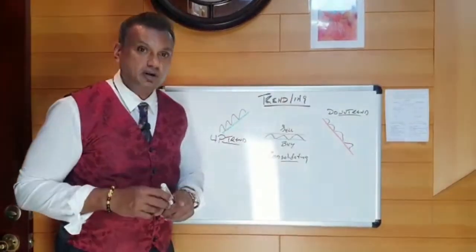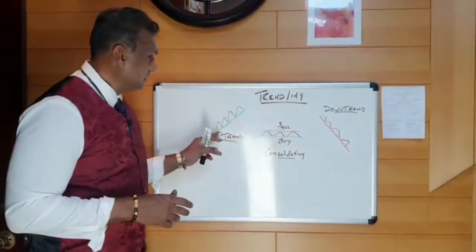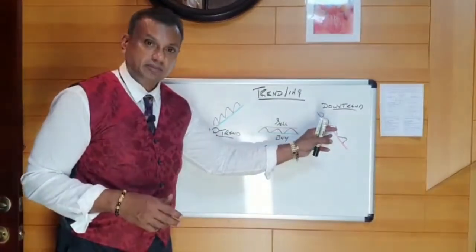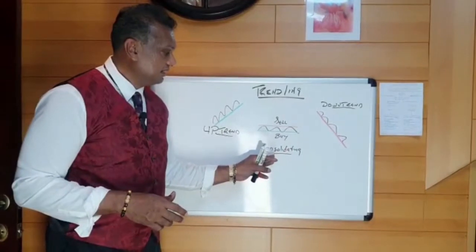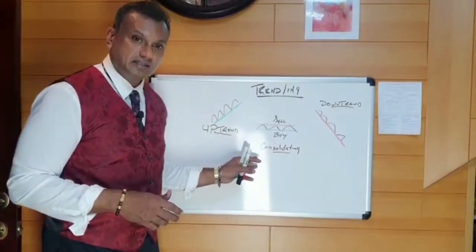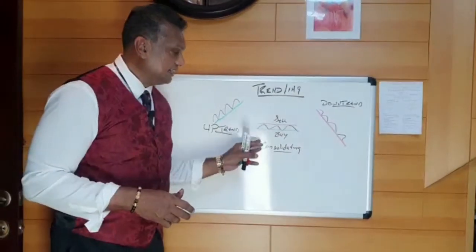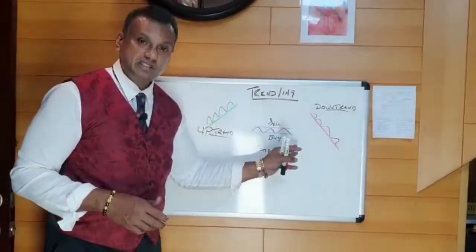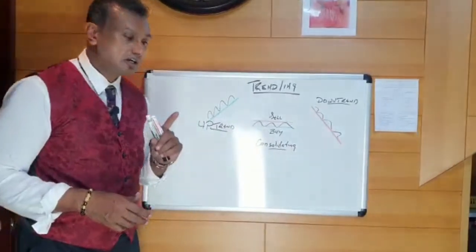Right, so first let's talk about trend. Basically you have either an uptrend or a downtrend. What you see in the middle here is a consolidating market, meaning that there's no uptrend or downtrend; the market is moving sideways. But first, let's discuss uptrend.